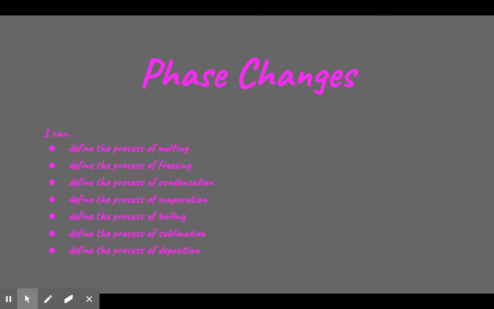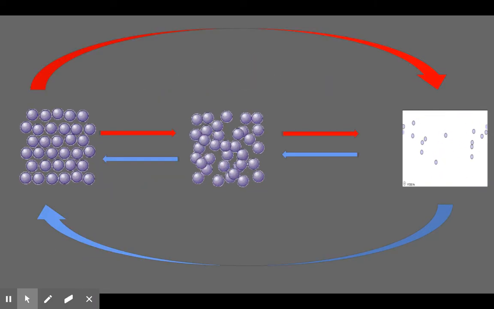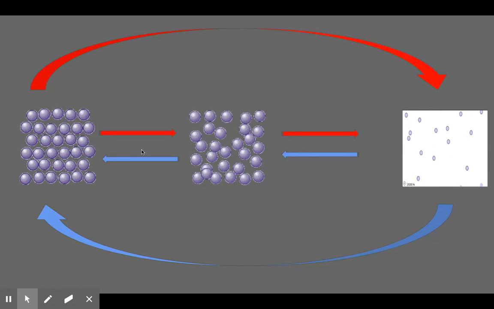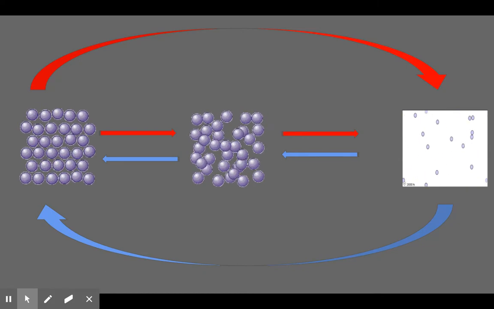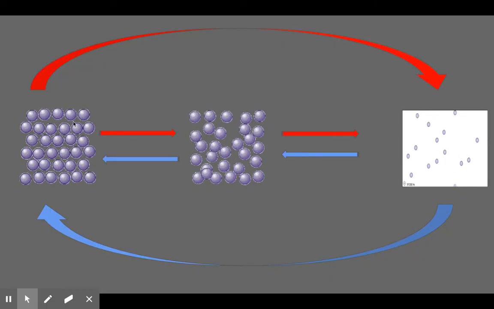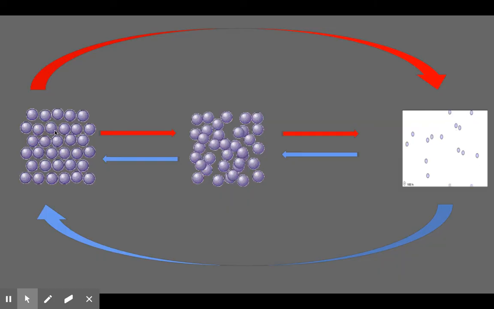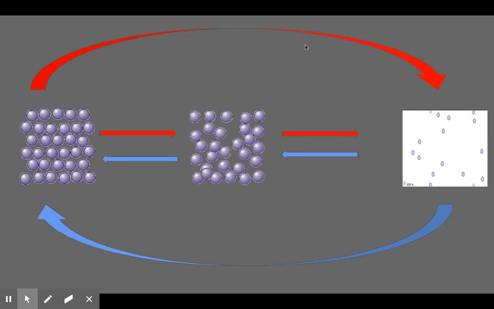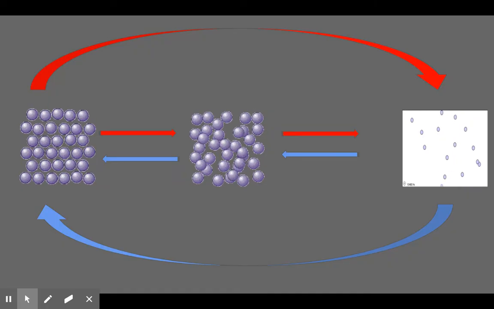In the next section, we're going to talk about phase changes. These phase changes are called melting, freezing, condensation, evaporation, boiling, sublimation, and deposition. So let's go ahead and take a look at this diagram. In this diagram, we're going to identify those phase changes for each of these processes. For the first one, let's take a look at what happens when we have a solid that is going to go right from solid phase all the way over to gas phase, so it skips that.